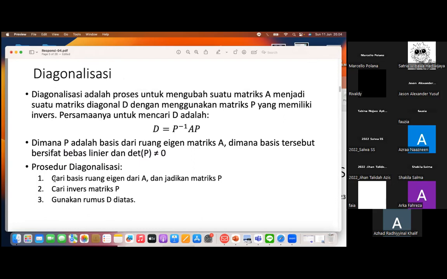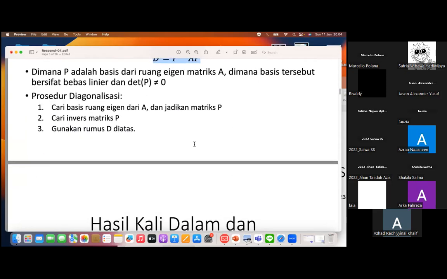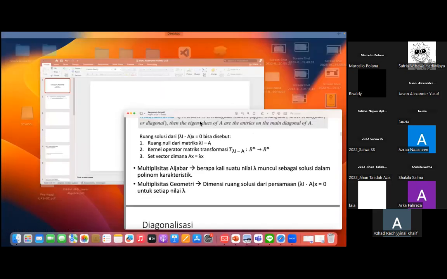Okay, so the first step that you do is you find the eigenspace of A, and then you turn it into matrix P. Then you find the inverse of matrix P, and then you find the diagonal matrix using this formula. Okay, so now I go to the question.